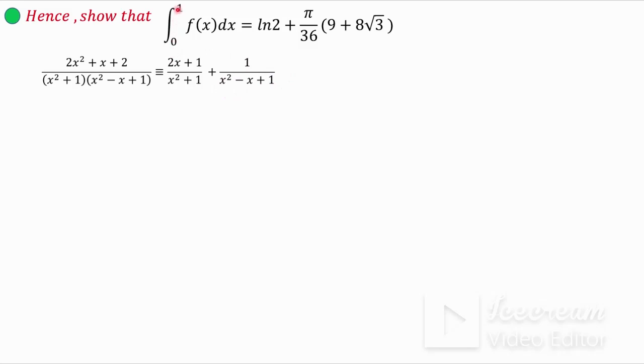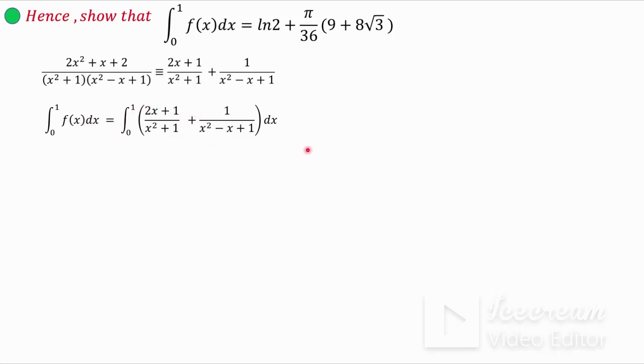In order for us to prove this, we note that the integral from 0 to 1 of f of x dx is simply the integral from 0 to 1 of the expression of f of x in partial fractions. That is, the integral from 0 to 1 of f of x dx is equal to the integral from 0 to 1 of 2x plus 1 divided by x squared plus 1 plus 1 divided by x squared minus x plus 1 dx. That is, the integral of f of x is simply the integral of the expression of f of x in partial fractions.